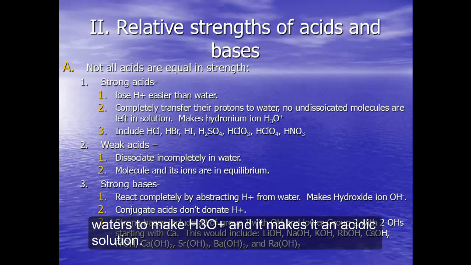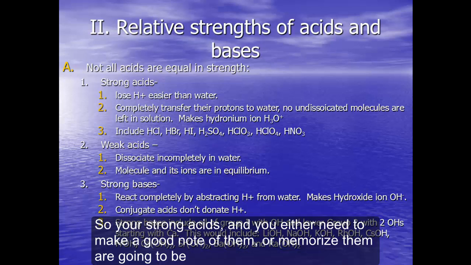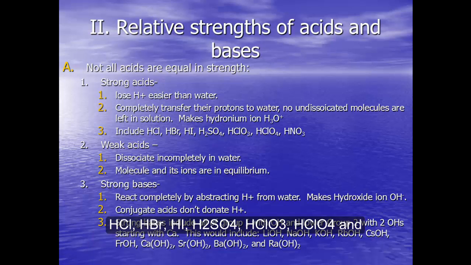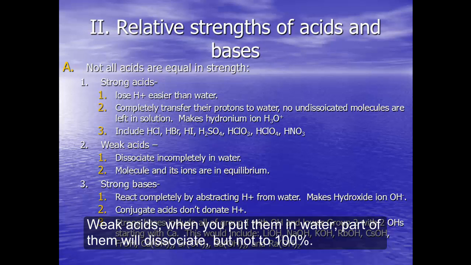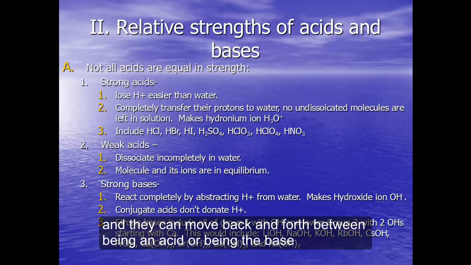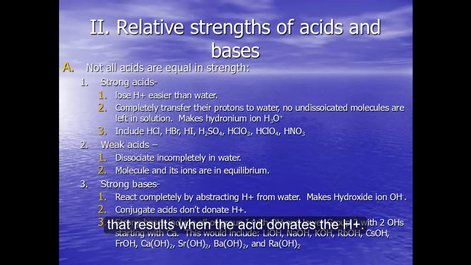an acidic solution. So your strong acids, and you either need to make good note of them or memorize them, are going to be HCl, HBr, HI, H2SO4, HClO3, HClO4, and HNO3. Those are the only ones. There are only 7 of them. Weak acids, when you put them in water, part of them will dissociate, but not to 100%. And they can move back and forth between being an acid or being the base that results when the acid donates the H+.